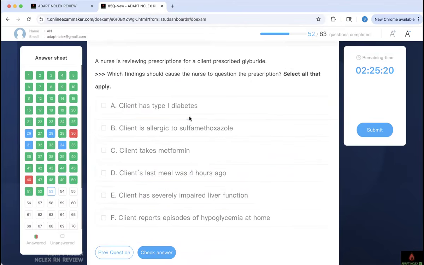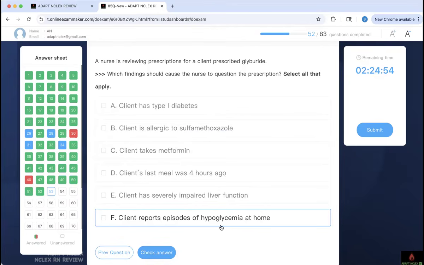Select or apply. For type 1 diabetes, what? Allergic to sulfur medication. Client takes metformin. Client's last meal was 4 hours ago. Client has severely impaired liver function. Client reports an episode of hypoglycemia at home. Which of these is contraindicated in the patient who takes Glyburide, an oral diabetic medication?